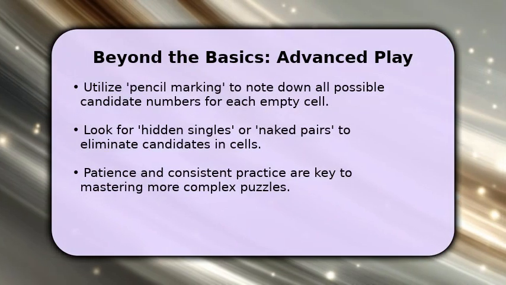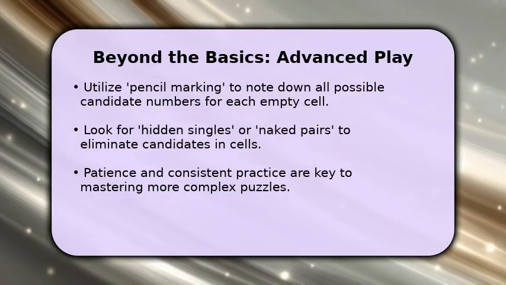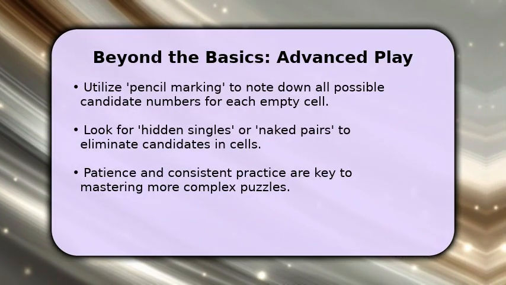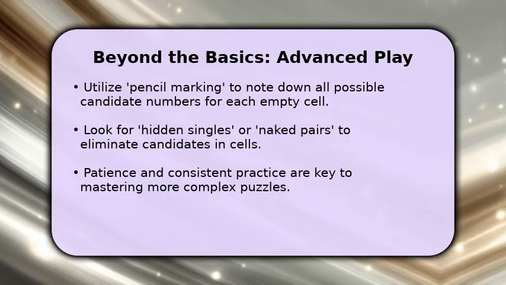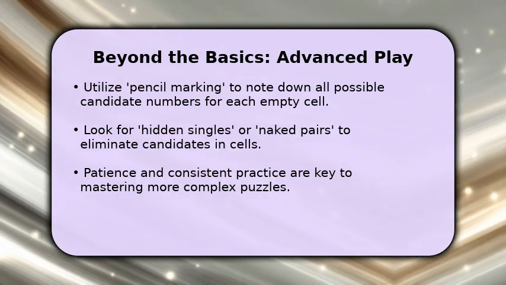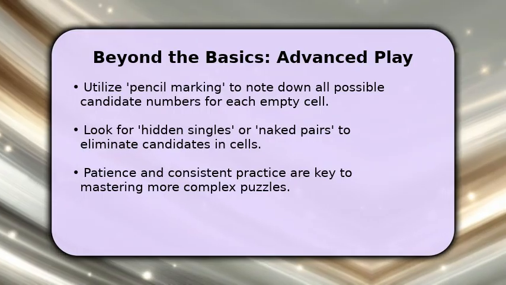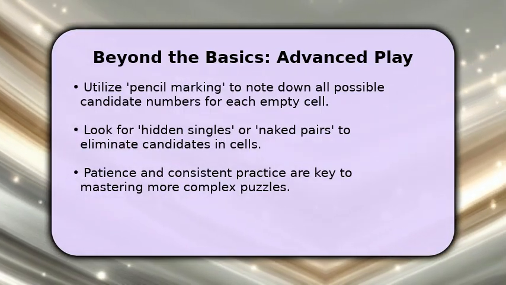As puzzles become more challenging, you'll need advanced techniques. One powerful method is pencil marking, where you lightly note all possible candidate numbers in each empty cell. Then, look for patterns like hidden singles, where a number can only go in one cell within a row, column, or box, or naked pairs, 2 numbers that can only fit in 2 specific cells.